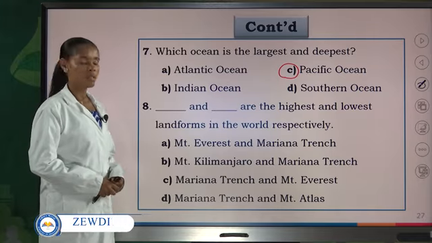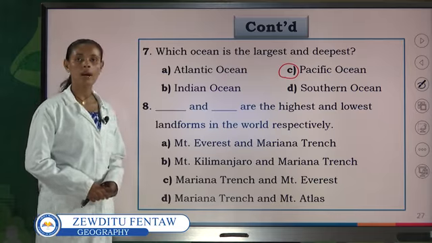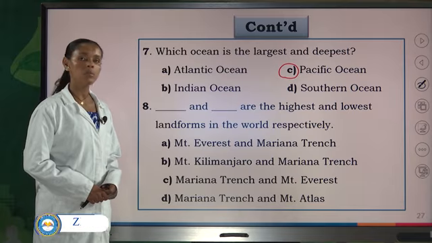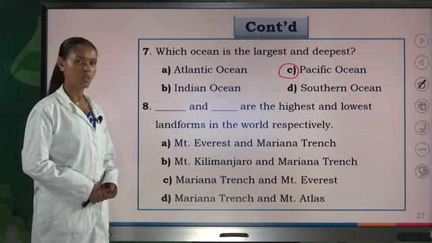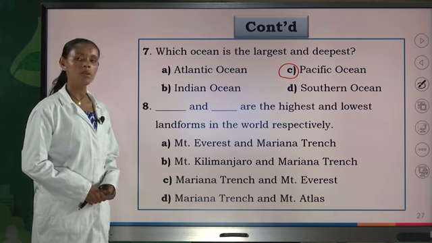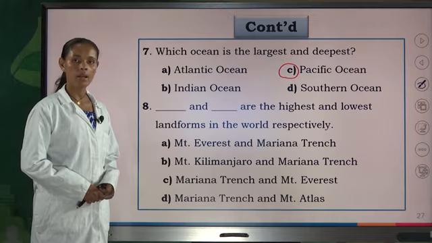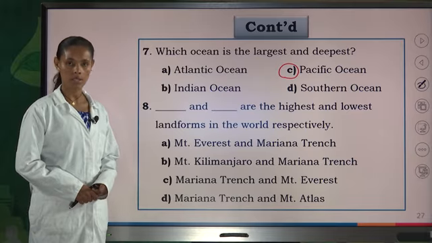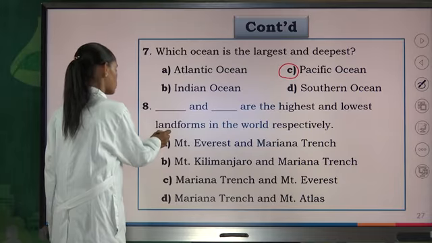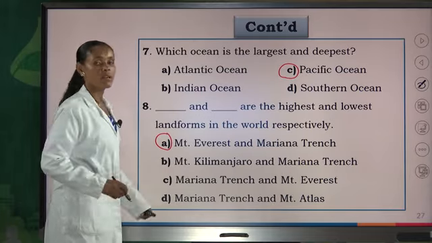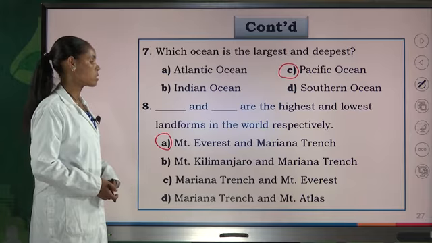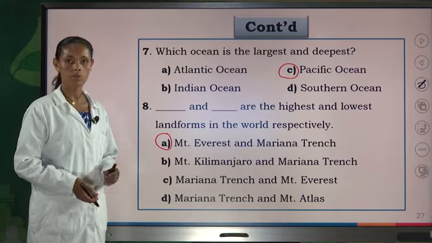Question number 8. Dash and dash are the highest and lowest landforms in the world respectively. A. Mount Everest and Mariana Trench, B. Mount Kilimanjaro and Mariana Trench, C. Mariana Trench and Mount Everest, D. Mariana Trench and Mount Atlas. The correct answer is choice A. Mount Everest is the highest landform in the world, while Mariana Trench is the lowest landform in the world.